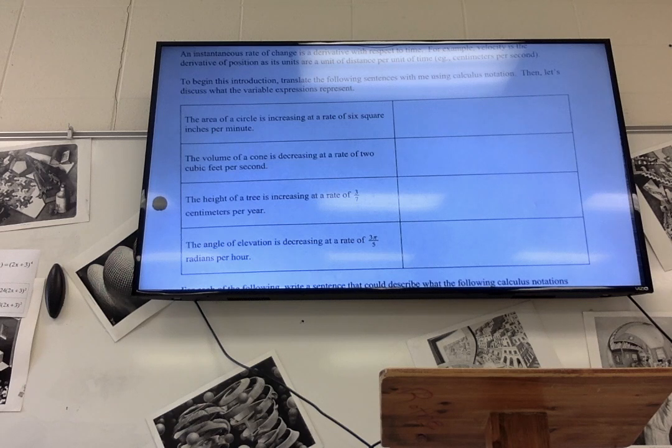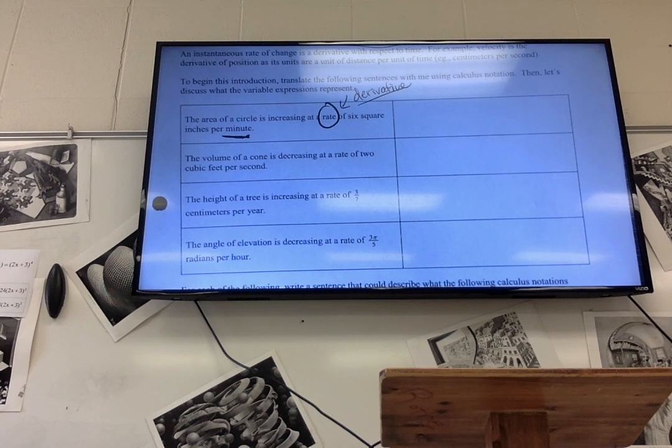So, for example, it says on this first point, the area of a circle is increasing at a rate. So that word rate lets us know derivative. Anytime you see rate, you can think slope, you can think derivative, of 6 square inches per minute. So the per part, per minute, we know that that's with respect to time.